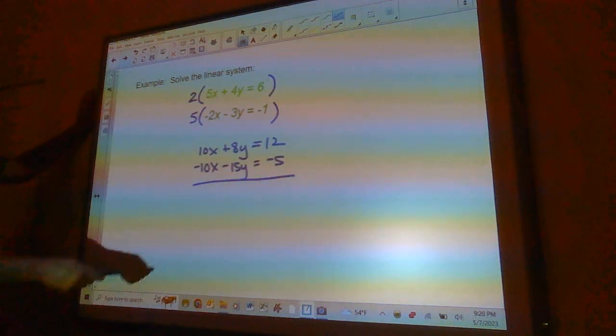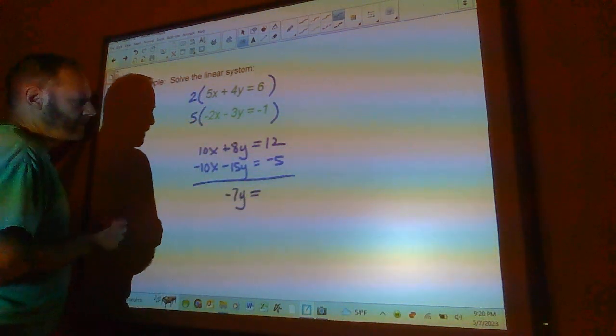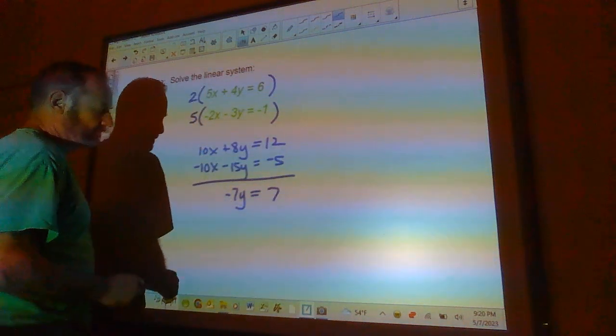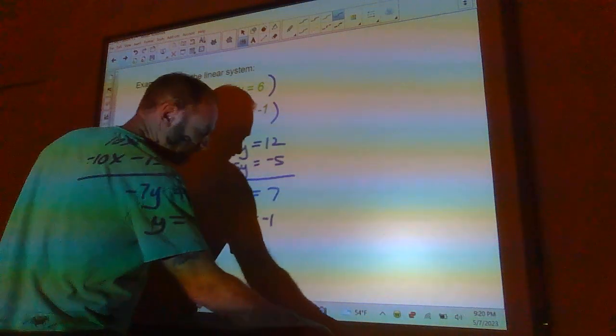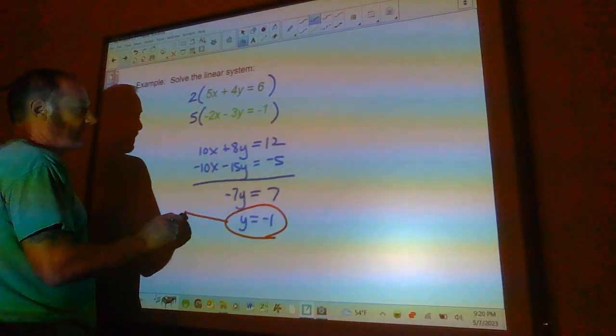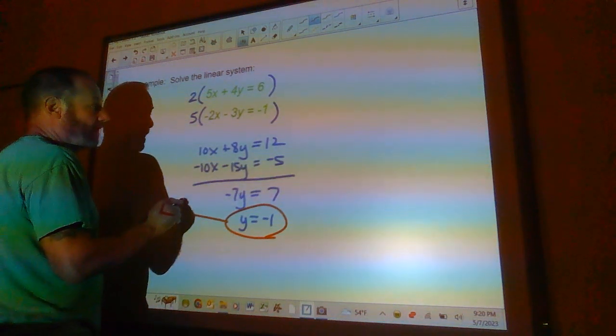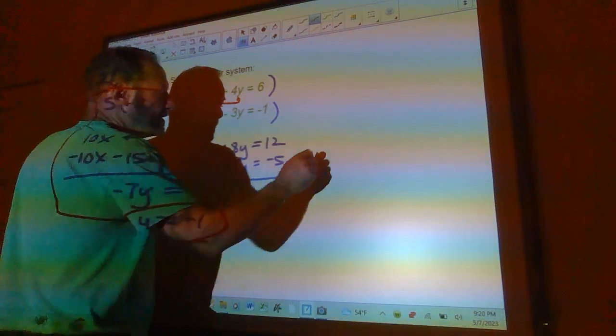And then I just add those together. Well, the x's go away, and I get -7y equals 7. And so y is -1. Okay, now I finish just like I did the other one. I take this number here, and I plug it into one of the two original equations. How about that one?